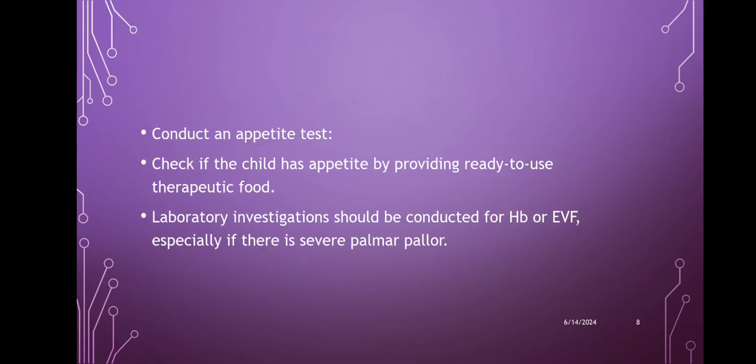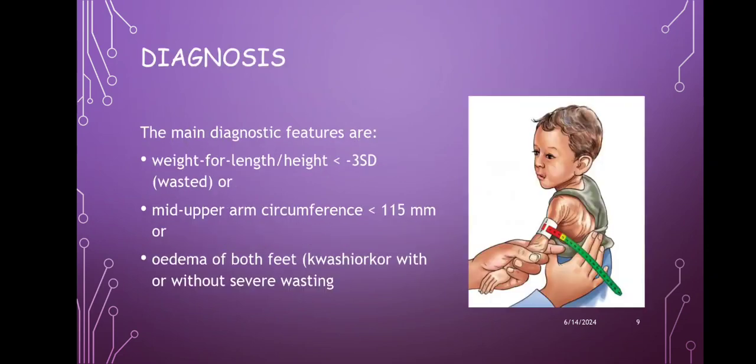Conduct an appetite test. So in here you check if the child has appetite by providing ready-to-use therapeutic food, which we commonly call RUTF. You conduct lab investigations, check for hemoglobin. So diagnosis, as we mentioned earlier, is weight for length or height of less than -3 standard deviations, mid-upper arm circumference of less than 115 millimeters, edema of both feet, kwashiorkor with or without severe wasting.